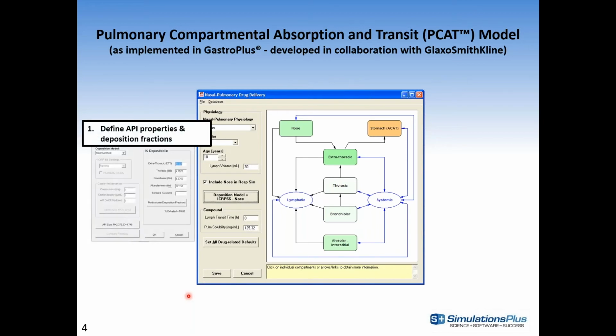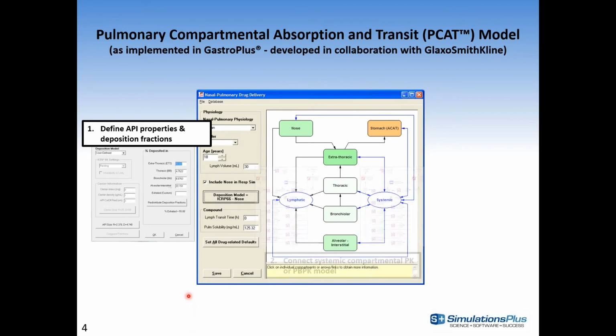The first is to define the properties of the API or the chemical and utilize whatever formulation information we might have to calculate or set up deposition fractions. This would be very similar to the setups that we would use traditionally if we're trying to simulate products which are orally delivered.